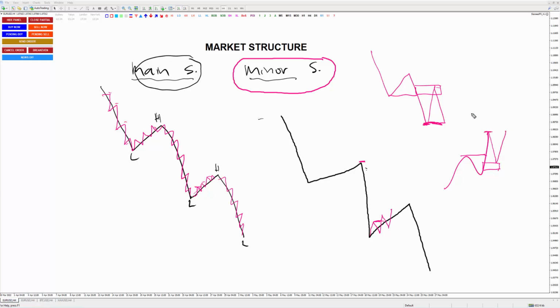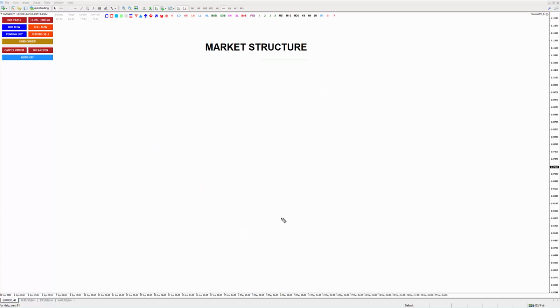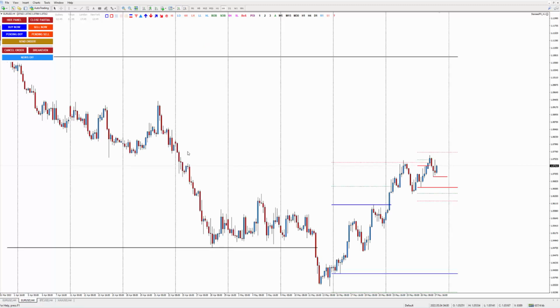Okay, so this is if you follow the main structure. But if you follow the minor structure, you do not want to look left and aim for the last high or the last low. That's the difference. I think I'd better just show it to you on a real chart. You really want to be careful if you aim for the minor structure. When you aim for the minor structure, what you want to do is aim for the next order block. Let me show it to you.